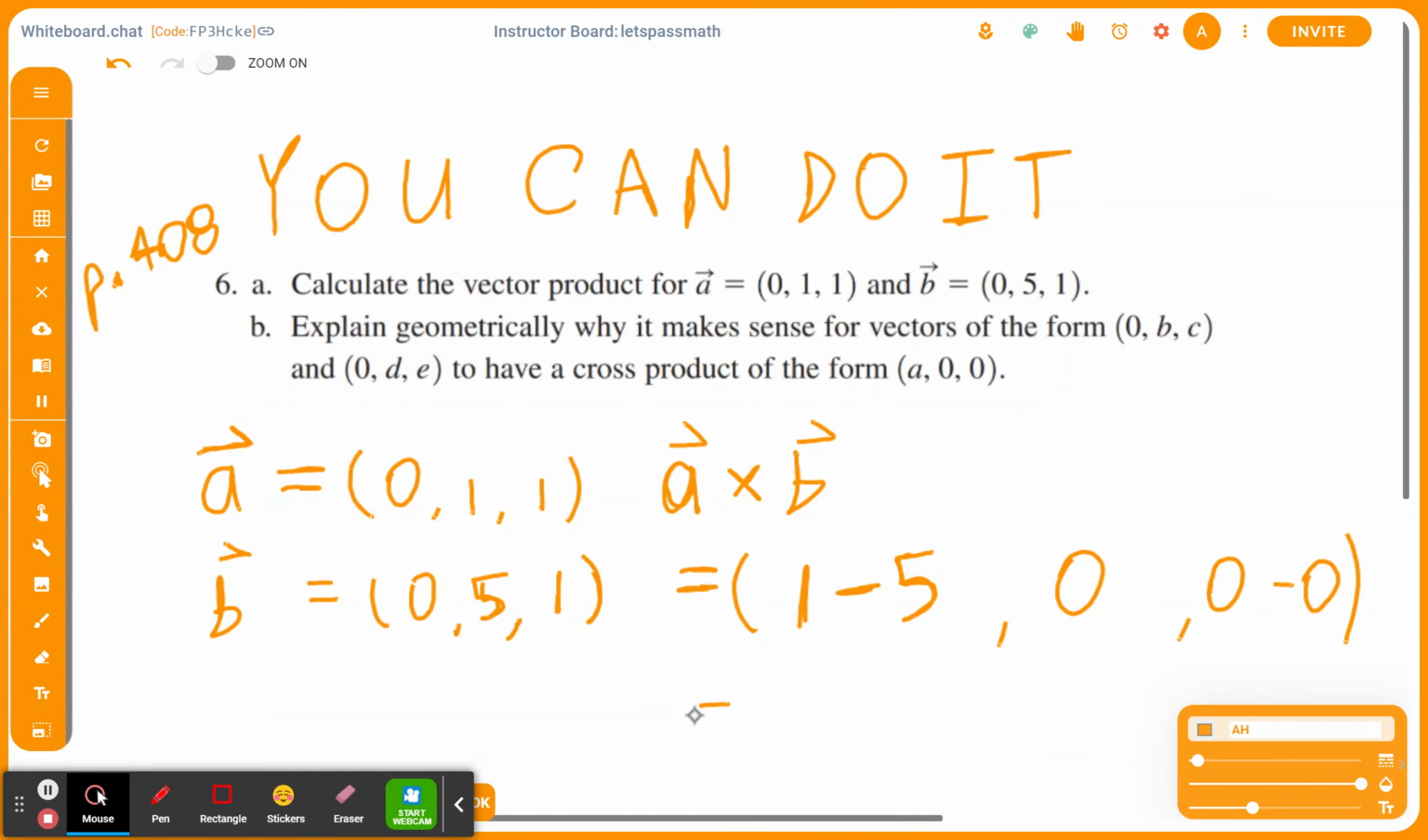So if you clean this up a little bit, 1 minus 5, of course, is negative 4, 0, and 0. So that's the cross product of A and B.